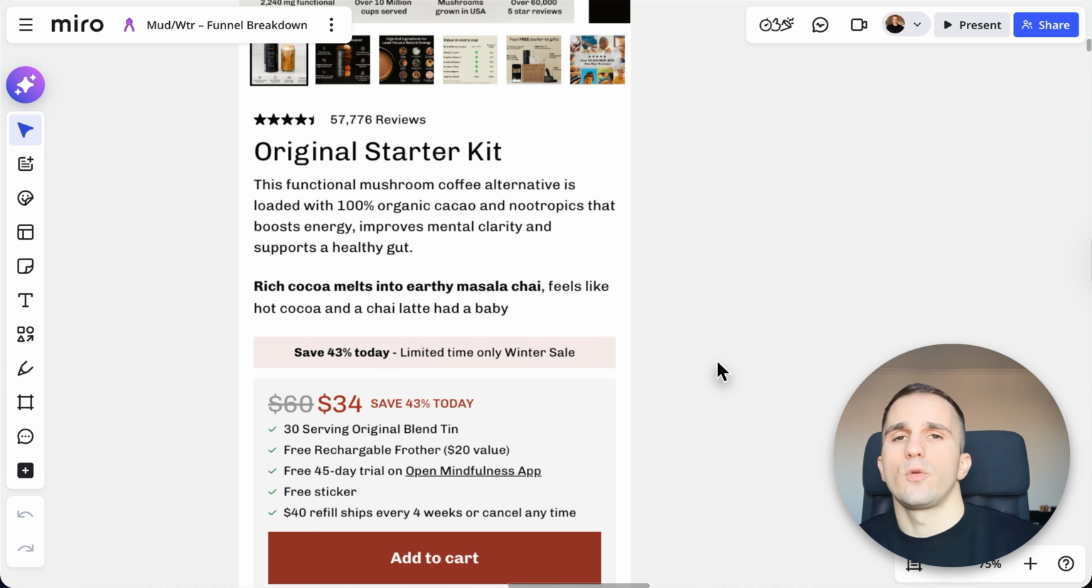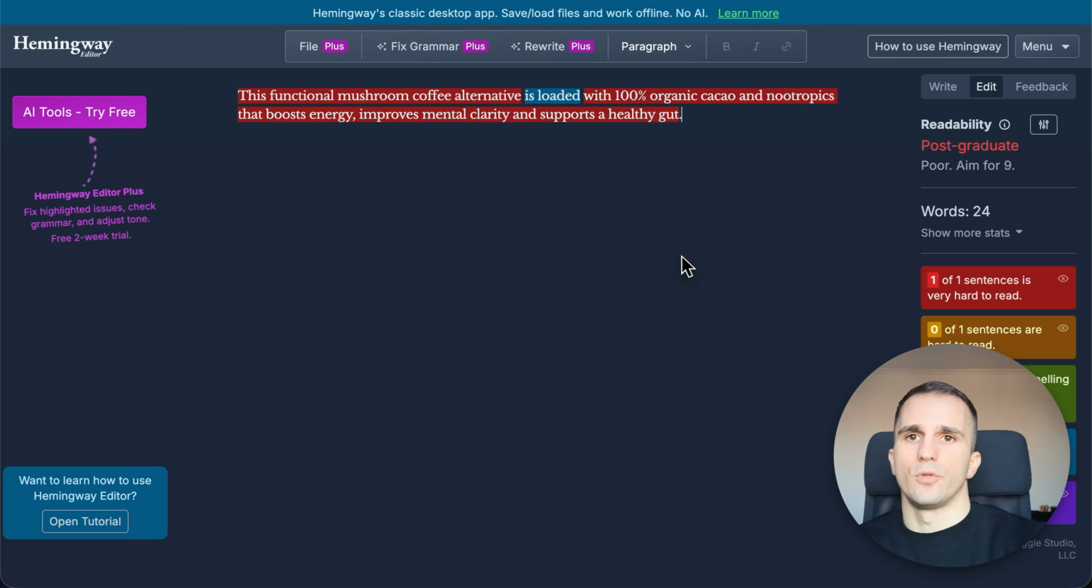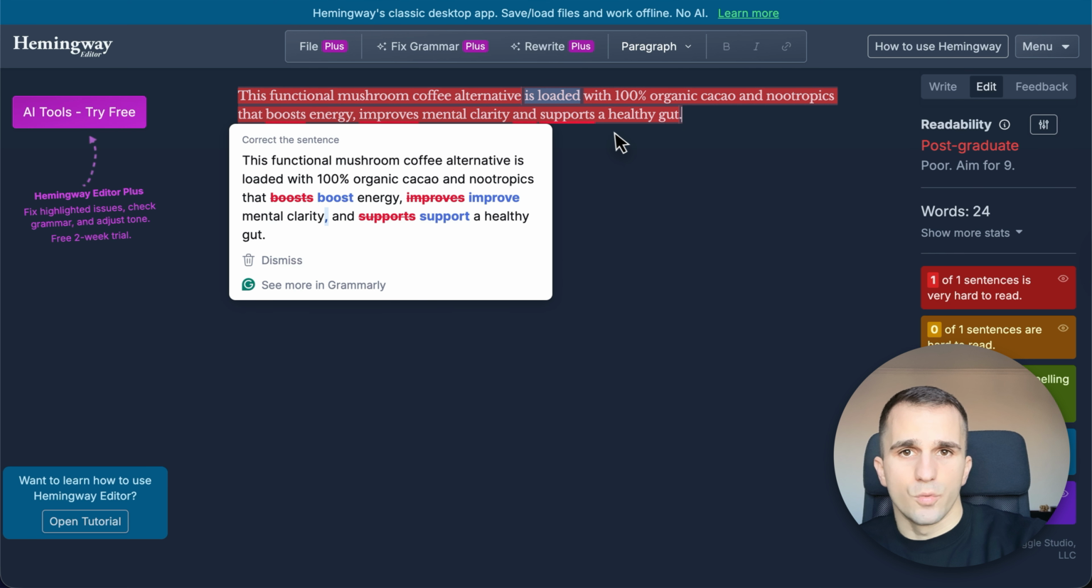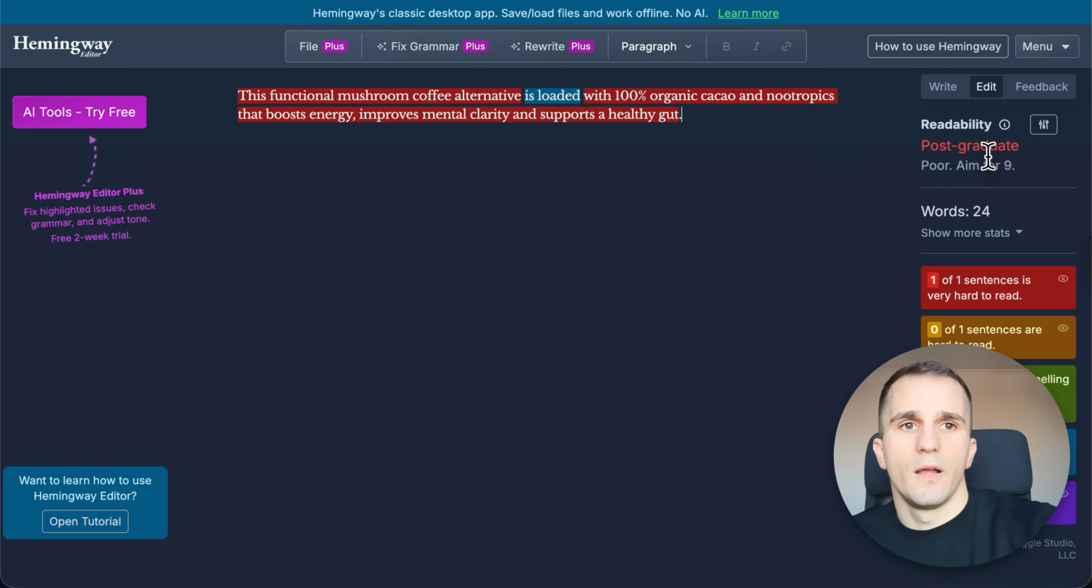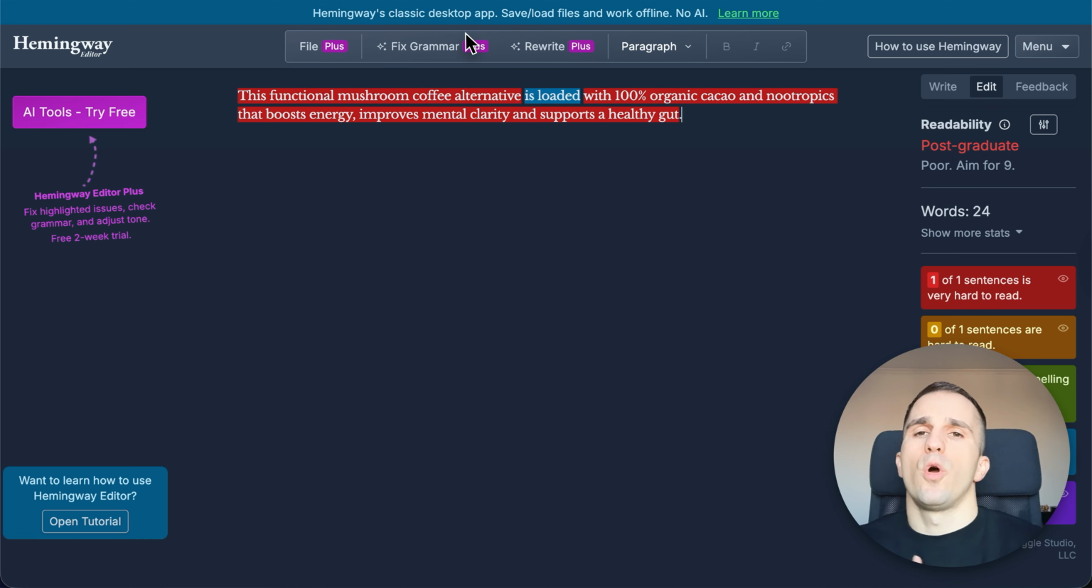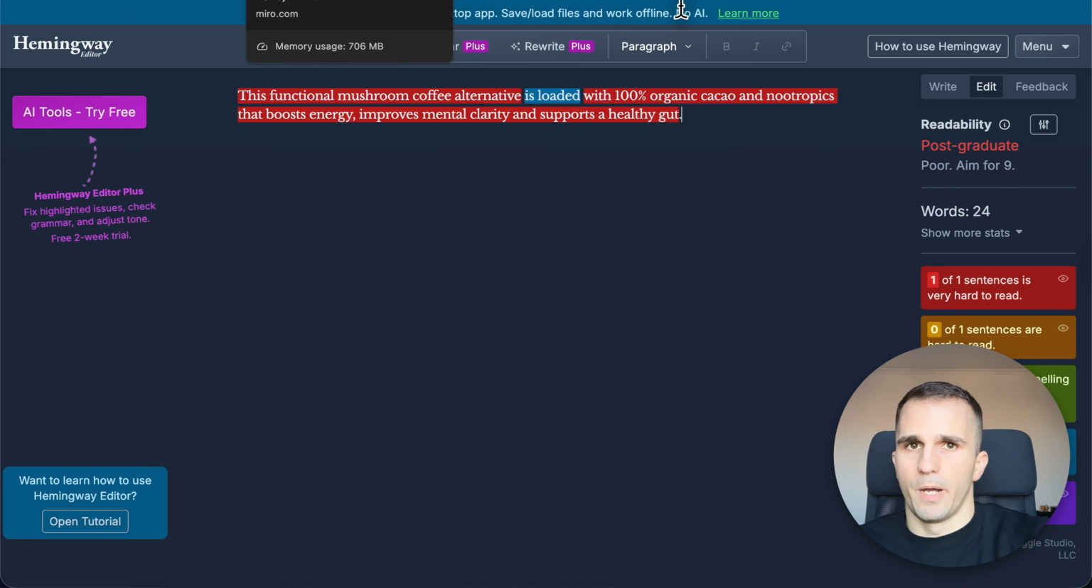Now, one thing that they could do to increase their conversion rate further is make this description much easier to read. Because if I copy this description into the Hemingway app, you can see it's really hard to read. It's postgraduate level, very hard to read. Typically, when you are driving people from Facebook or Instagram to your landing page, you want to make your copy as easy to read as possible because more people will read that copy. And if more people read that copy, more people will buy your product. They will get persuaded by your message, right?